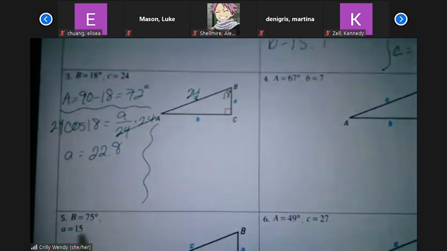There's a box of calculators over there if you guys want one. You know where they are? Yeah, my calculator's awesome.